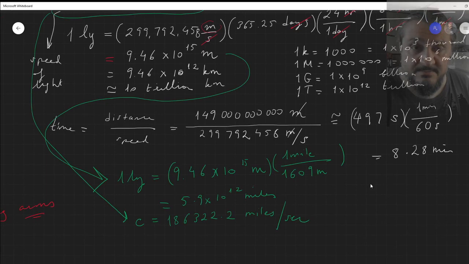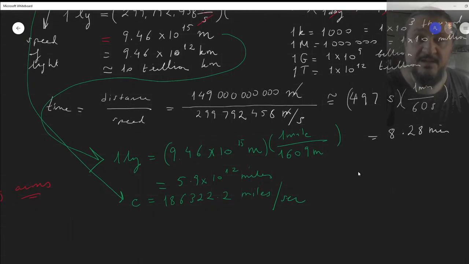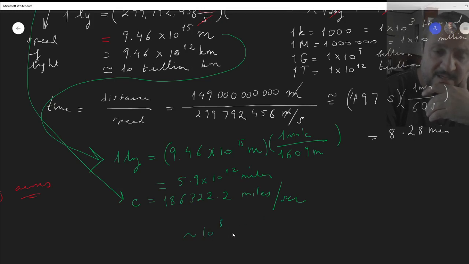What about miles per hour? I leave that to you, okay? Calculate the speed of light in miles per hour. The answer will be in the order of magnitude of 10 to the 8th miles per hour. All right, so I'm going to stop here.